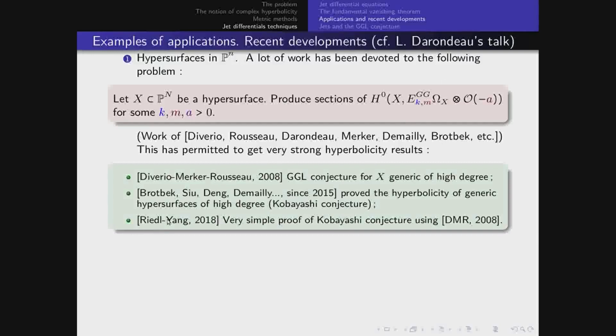It's a result by Riedl and Yang, who have proved in a very nice paper recently that actually the first work by Diverio-Merker-Rousseau implies in a very nice manner that the Kobayashi conjecture is true.